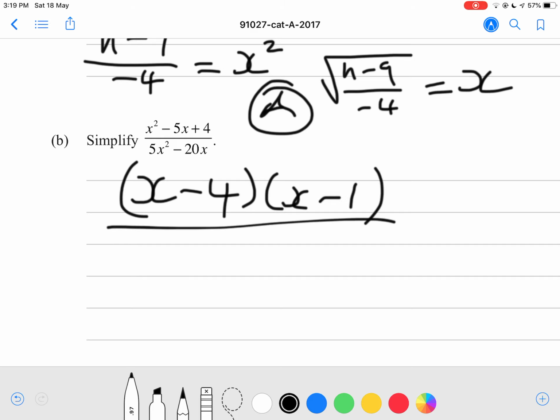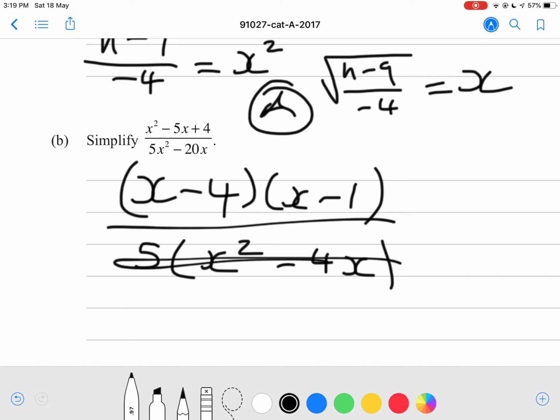On the top. Now you see 5x squared minus 20x, a common factor is 5. You can take the 5 out, so you can say 5 times x squared minus 4x.